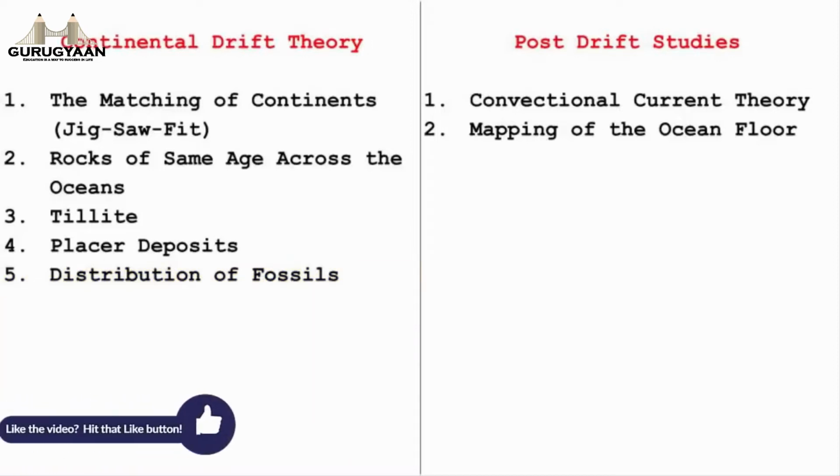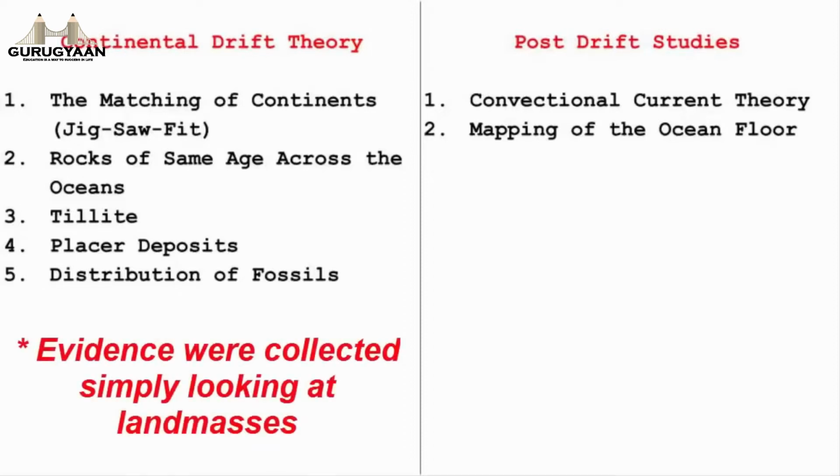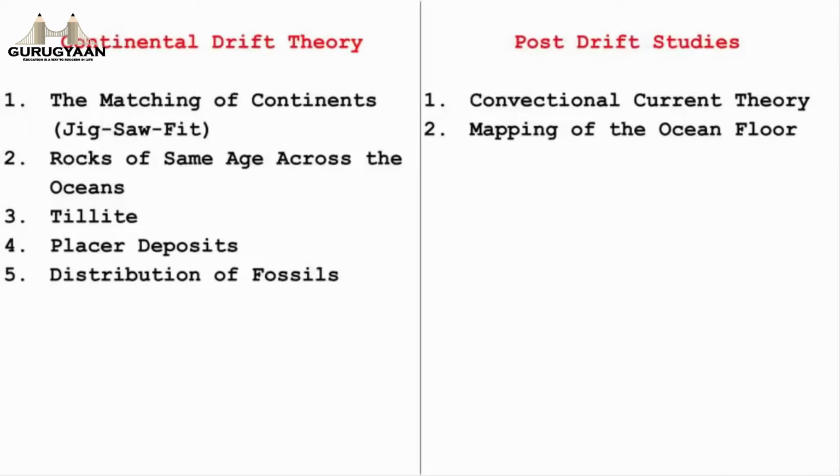Now coming to the right hand side, that is the post-drift studies. After World War II, many discoveries were made which added new information. Scientists started arguing the fact that Alfred Wegener only looked at evidences that were collected from the continental areas, which is true. If you look at the left hand side, all these evidences were taken by simply looking at the land masses.